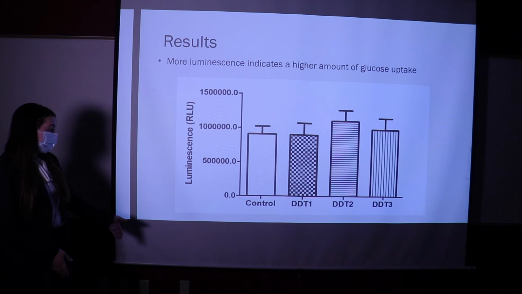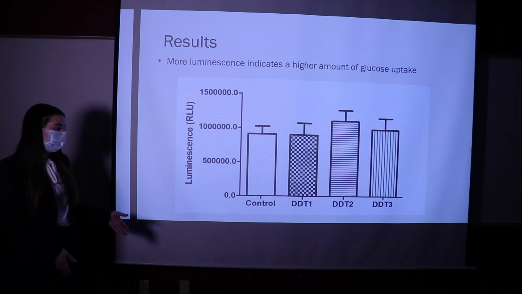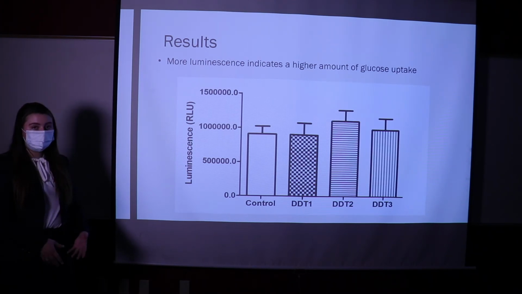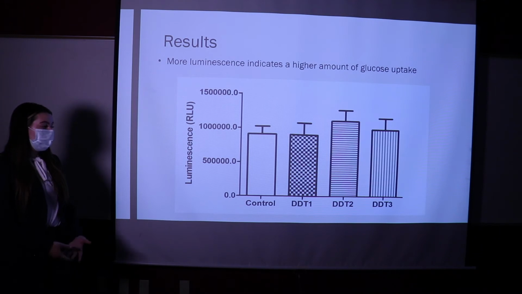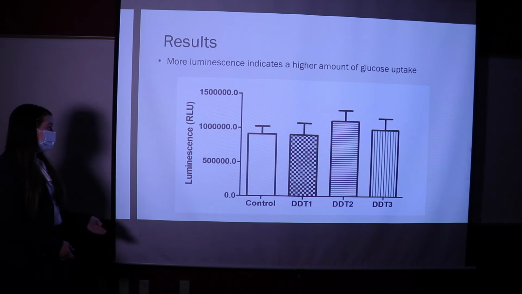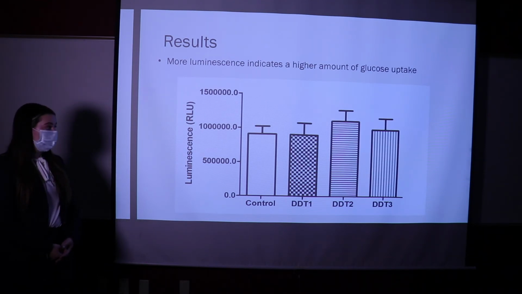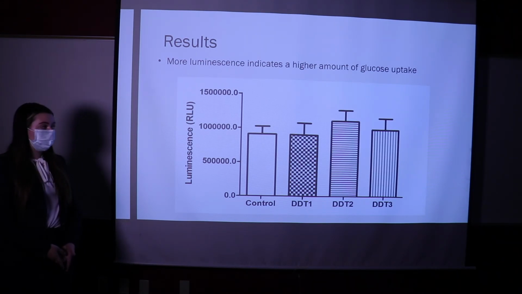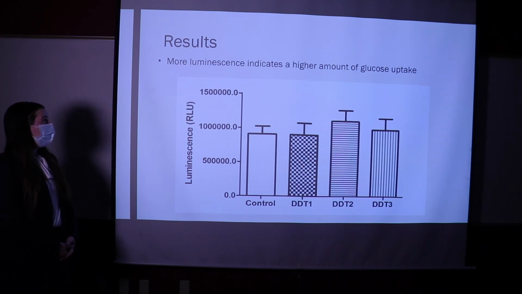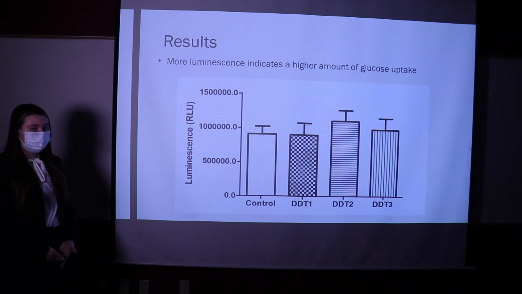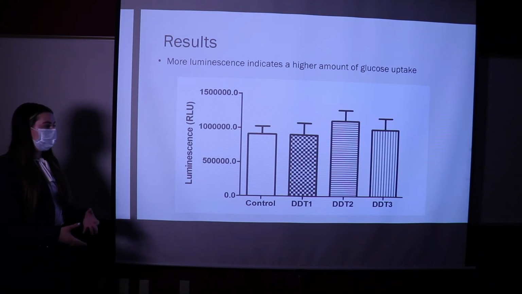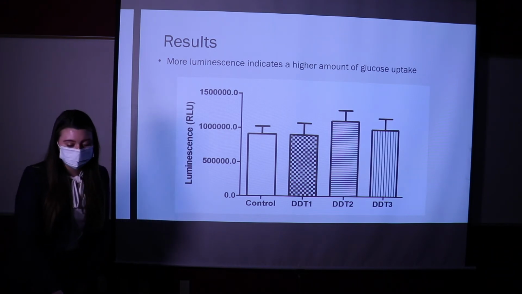So as can be seen in this figure, the control group is DDT1, which represents 100 micrograms per ml of DMSO, DDT2 represents 50 micrograms per ml of DDT, and DDT3 represents 100 micrograms per ml of DDT. They were all compared by luminescence in relative light units. Bars represent standard error, and the p-value is 0.74, showing no significance. More luminescence indicates a higher amount of glucose uptake. And a negative control study was run to determine that insulin did indeed have an impact on the cells.